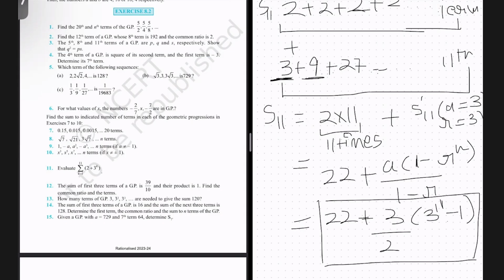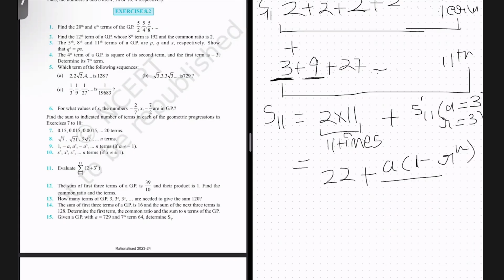So we have done nothing but, in the sequence that has been given to us, we separated the first term and the second term. The first term we saw formed just a series of addition of 2 up until 11 terms, and the second represented the GP, right? So that is how we solved it. And by doing that, we found out what the answer is.